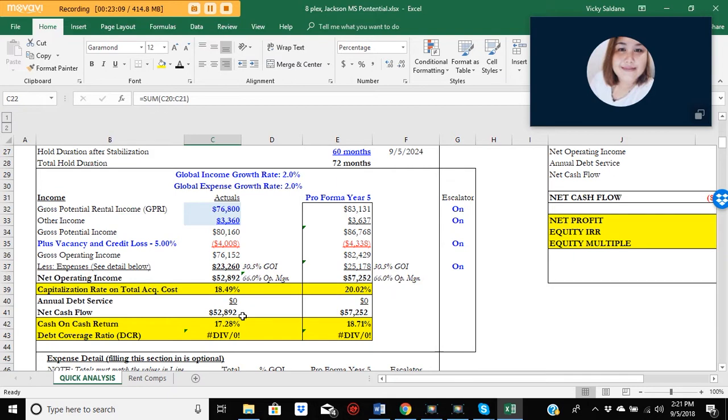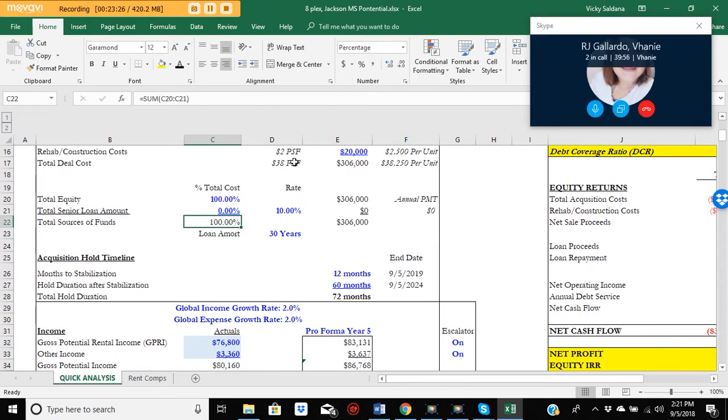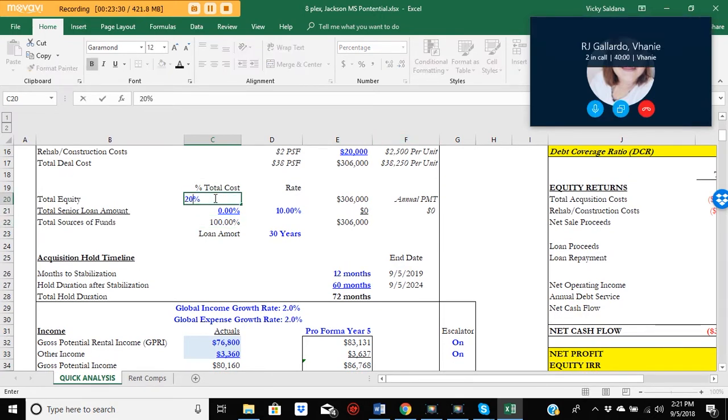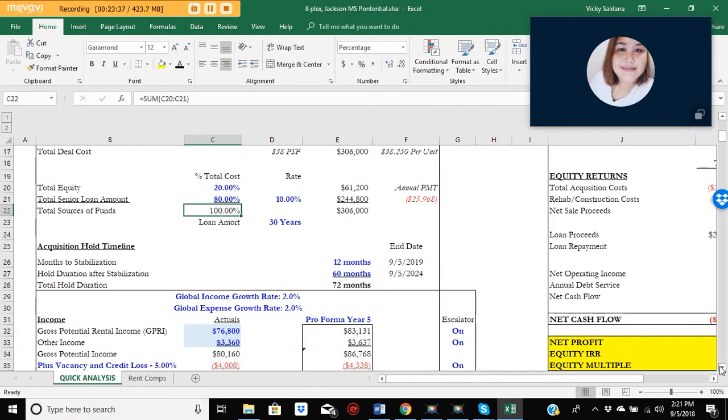Your net cash flow is 52,892. So if you pay cash for this, you're making 52,000 a year. That's a 17% return. Really good. But many people can't pay cash or they want to leverage their funds. Let's say you only wanted to put 20% down and your lender gives you a loan for 80%, then let's look at those numbers.